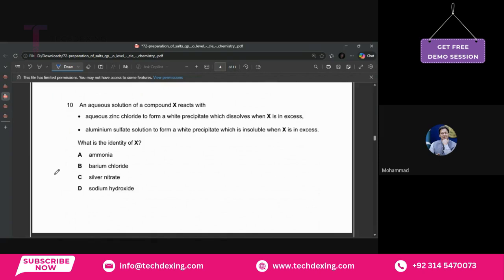Is it ammonia? Option A, ammonia. Very good, excellent. And what's the reason? Because zinc forms a white precipitate that dissolves in excess ammonia. And then the white precipitate with aluminium is insoluble in excess ammonia. Okay, very good, excellent. It's ammonia. Option A.